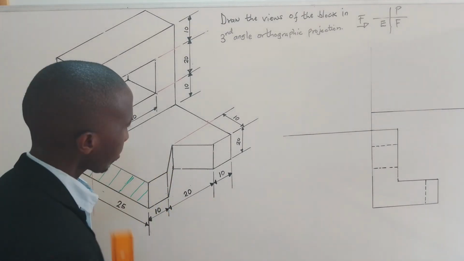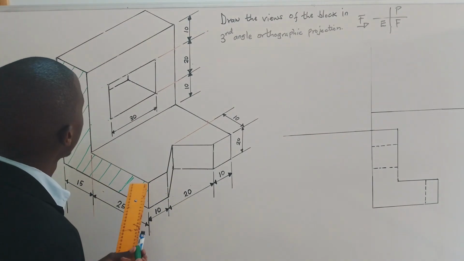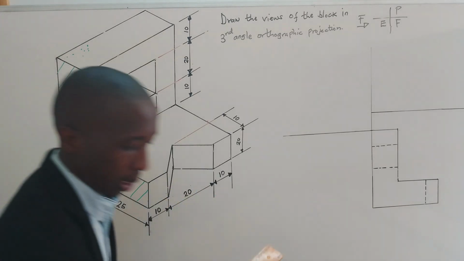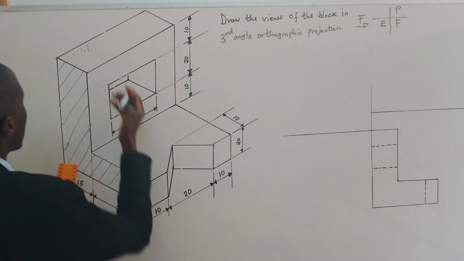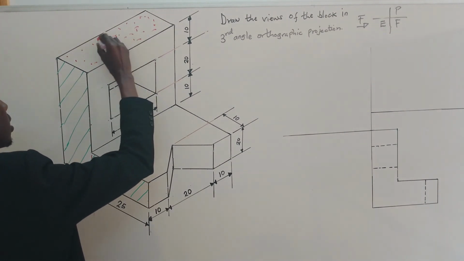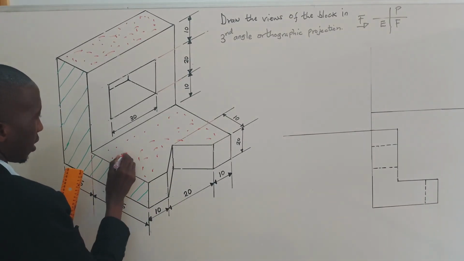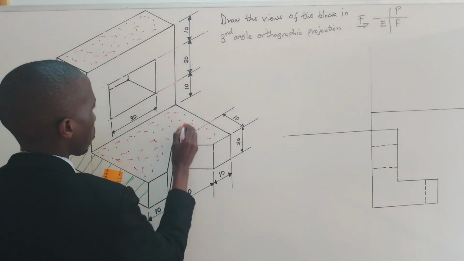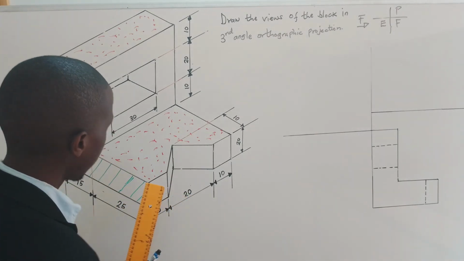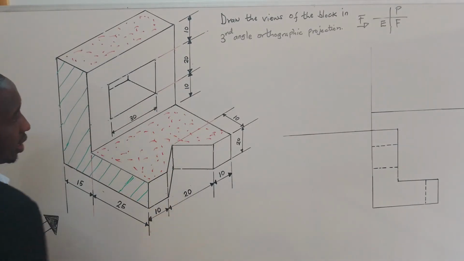Now we say the plan. Now you will be seeing which surface? You will be seeing this surface. So that is from the top view. So you will see this surface. Let me use a different pen. So you will see this surface. And then we shall see this surface. So we shall be seeing two surfaces. So that is what is visible to the eyes. So this one and this one, two surfaces.